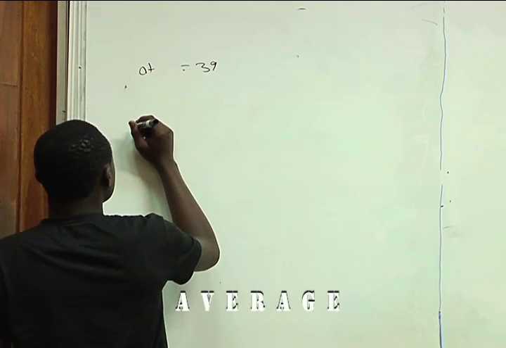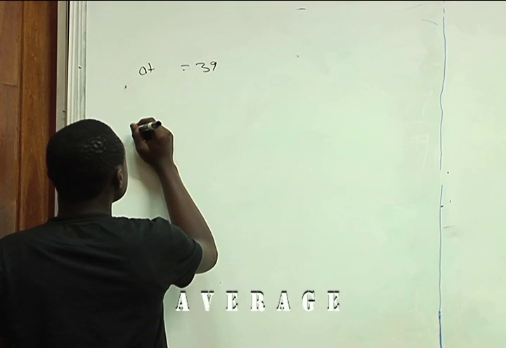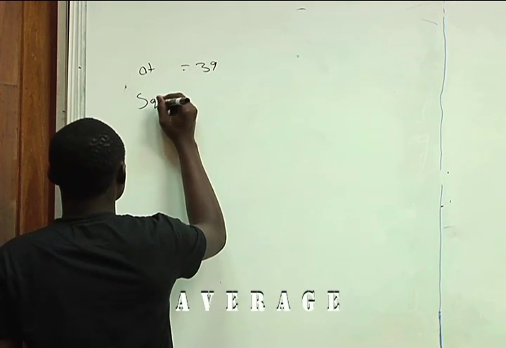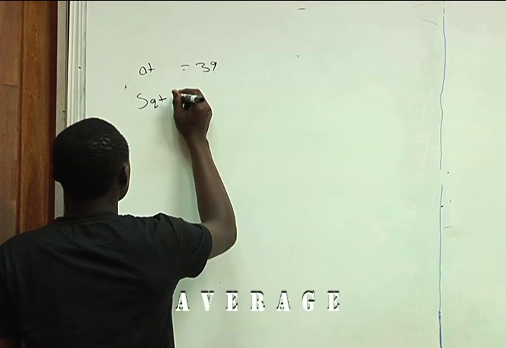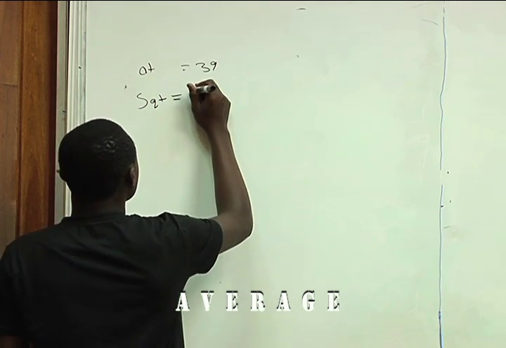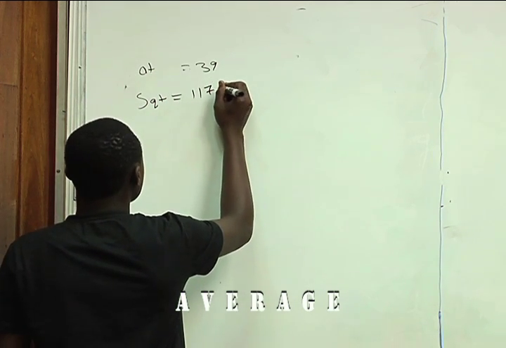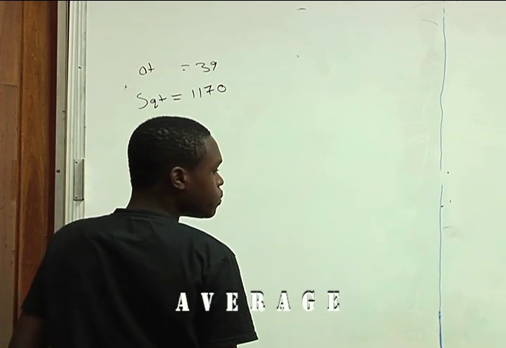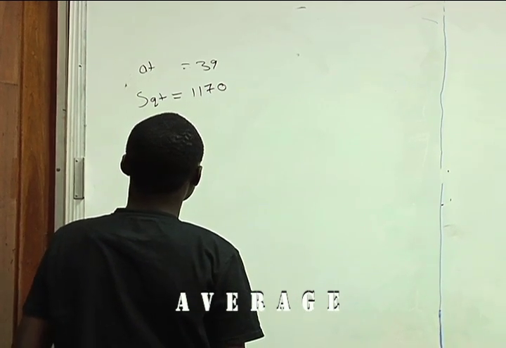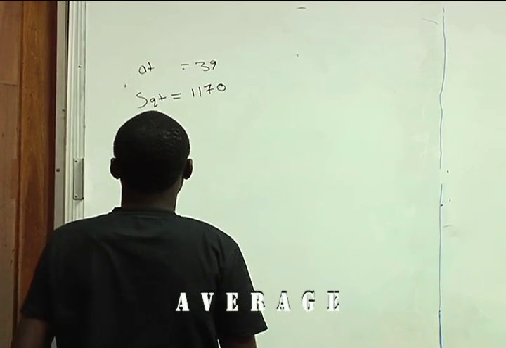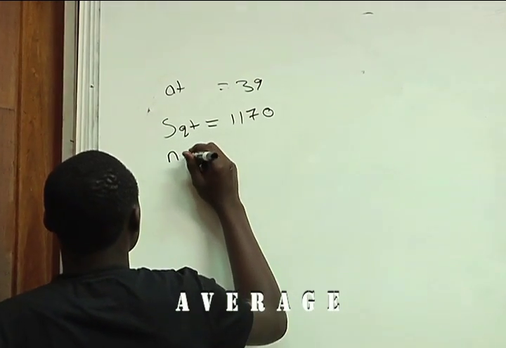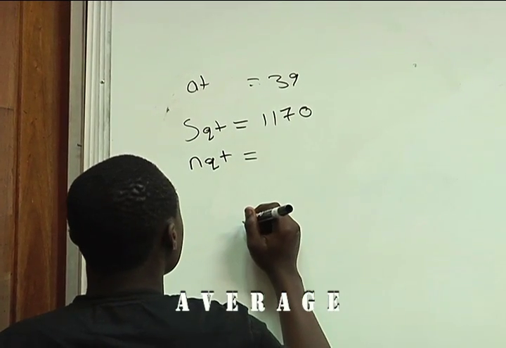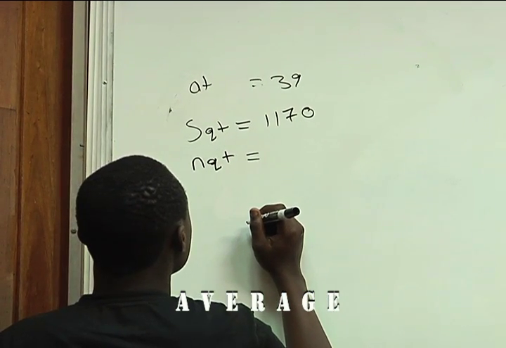Come again now and say the total age equal 1170. What's total age? Sum of quantities. So SQT, meaning SQ teacher, equal 1170. Alright now. So we want to find NQ teacher. Do we know that? So we want to find that. So NQ teacher equal, what's the formula for NQ?